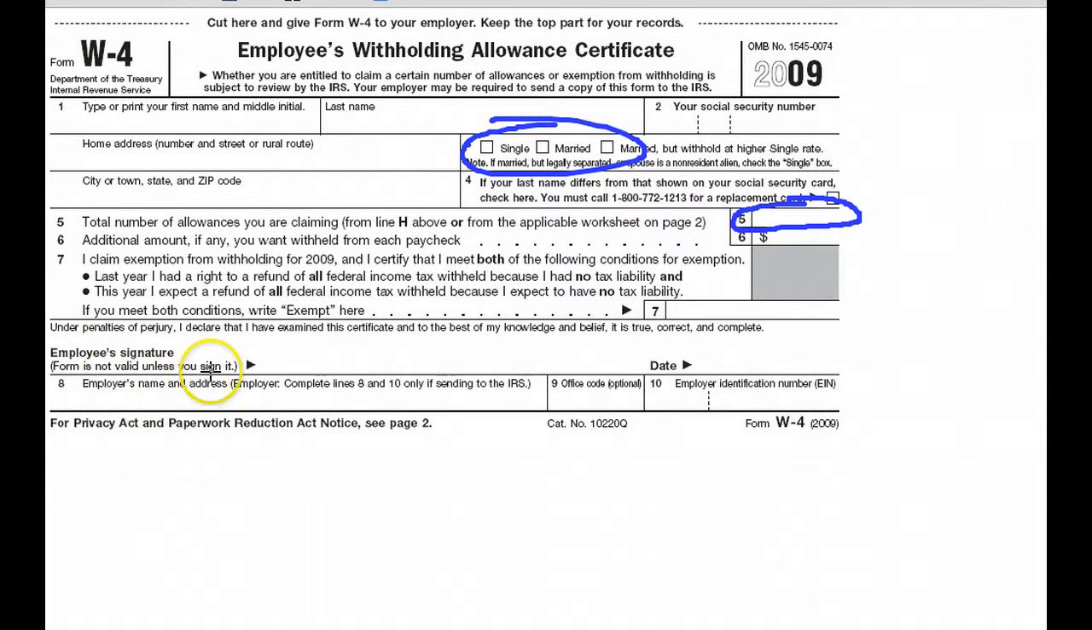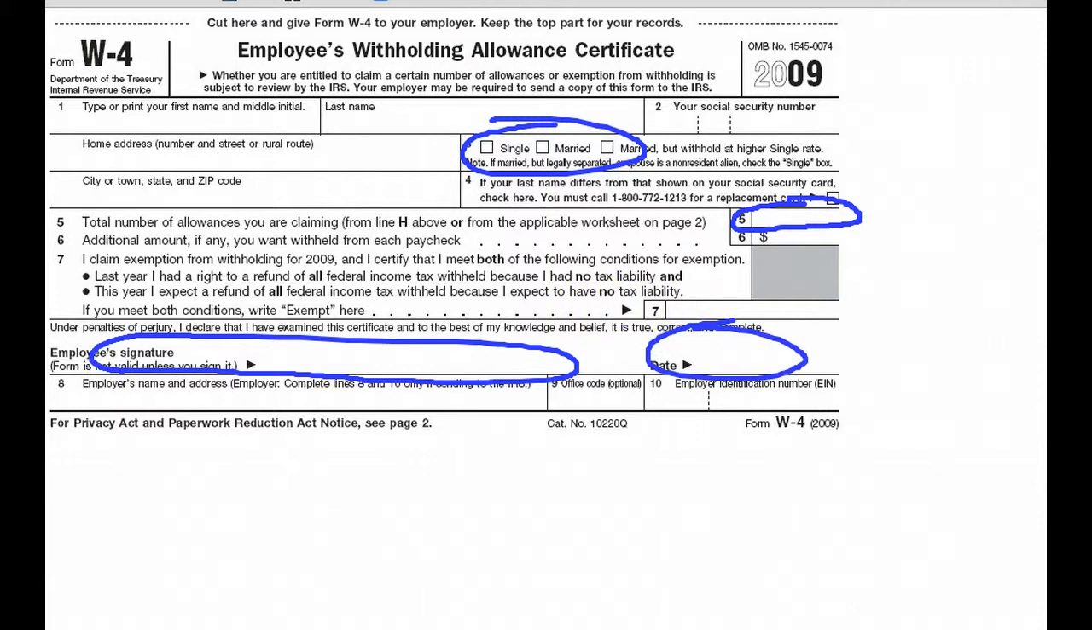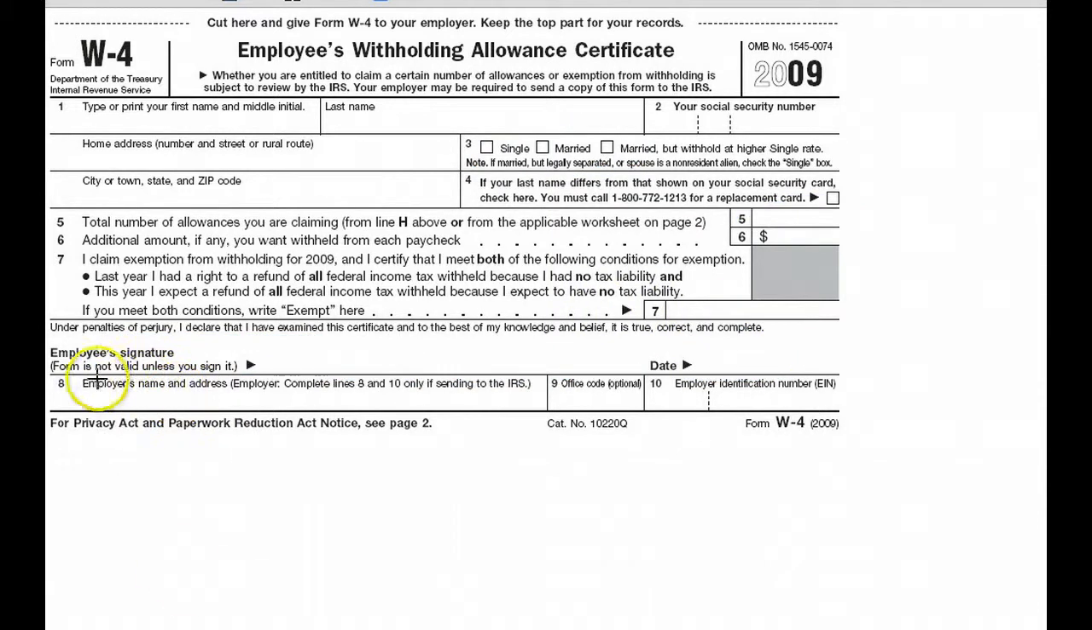And then right down here, this is what makes it a legally binding document: the employee's signature and also the date. Your employer has some other information that they'll put in, like this right here on line 8, their name, possibly an office code or an employer identification number. Does that have anything to do with this particular exercise? No, but it is something that you should be aware of.